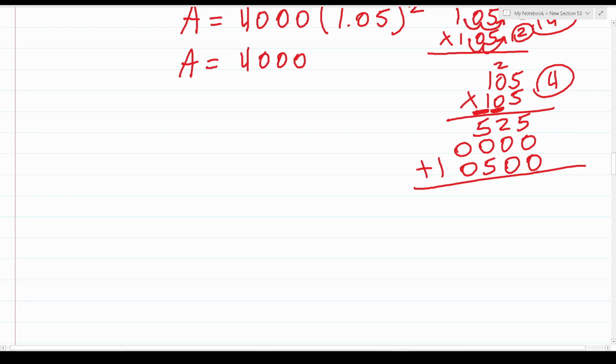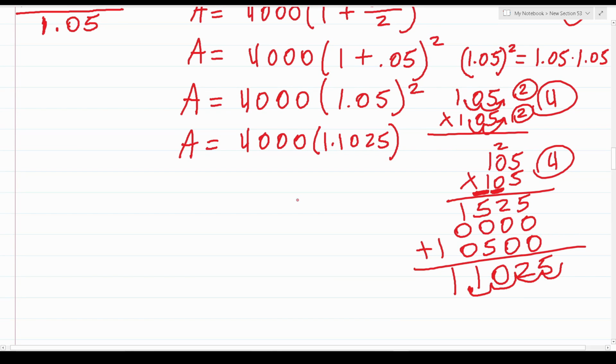Let's add these together now. We have 5 plus 0, which is just going to be 5. 2 plus 0, which is going to be 2. 5 plus 5 is 10, so we're going to drop down a 0 and carry a 1. 1 plus 0 is 1, and 1 plus nothing is 1. Bring in our 4 decimals, 1, 2, 3, 4. So we can see that this becomes 1.1025.